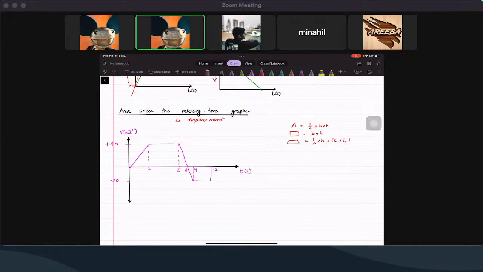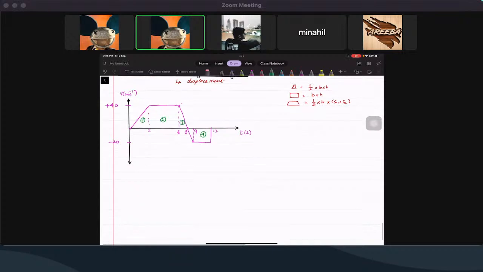Now, you can take them as trapeziums, or you can just break it into shapes. We'll take the last one as a trapezium, and the first one we'll break up just for practicing, but you can do it in one go. So this is the first shape, second shape, third shape. Let's take this as the fourth shape. What they want is, they say find distance and displacement.